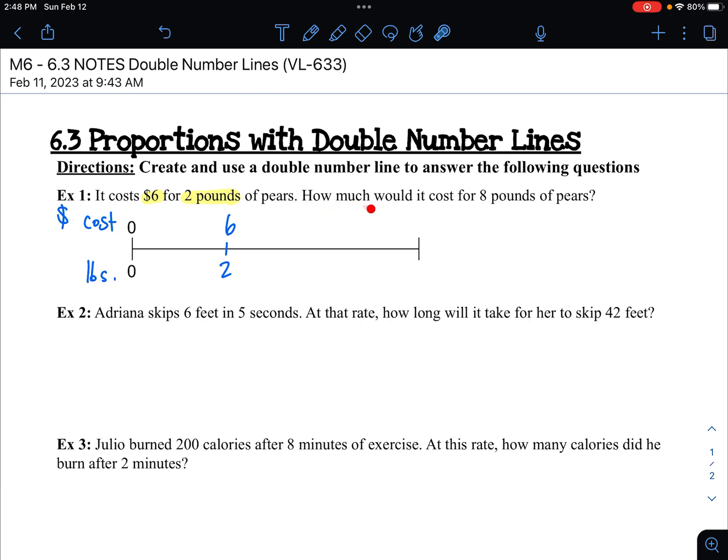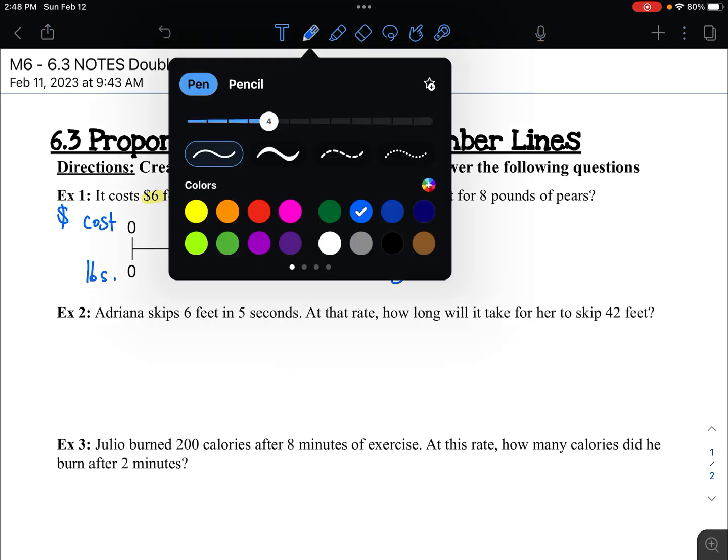The follow-up question: how much would it cost for 8 pounds of pears? So the pounds of pears, which is on the bottom, is going to be 8. So where would 8 be? If 0 is over here and this is 2, 8 would be over there. Now, if this is 2, how do I get from 2 to 8? How do I get from 6 to, this is the thing I need to figure out, the cost of 8 pounds of pears? There are a couple ways you can do this. I'm going to show you a couple of the longer ways to think about it.